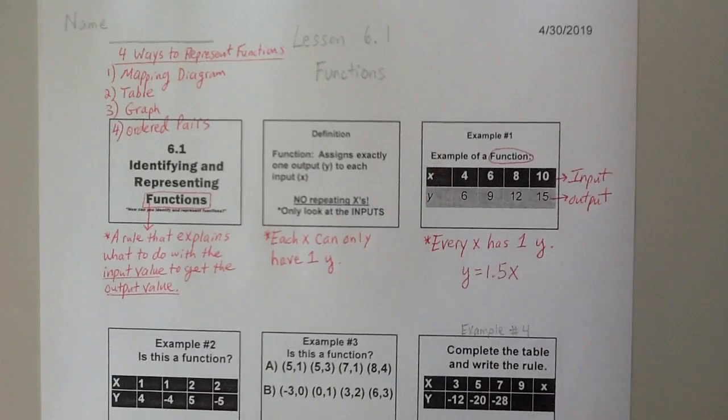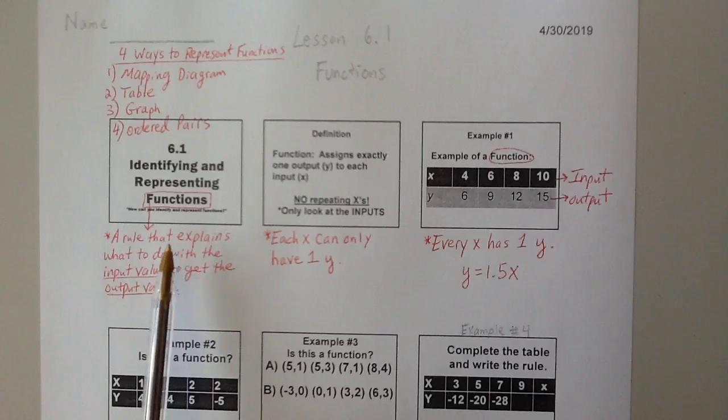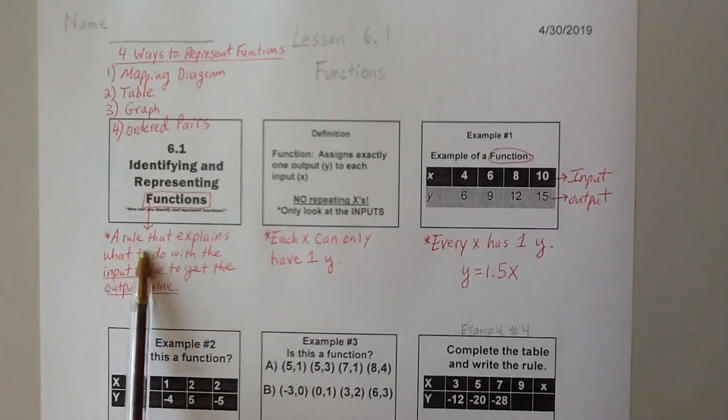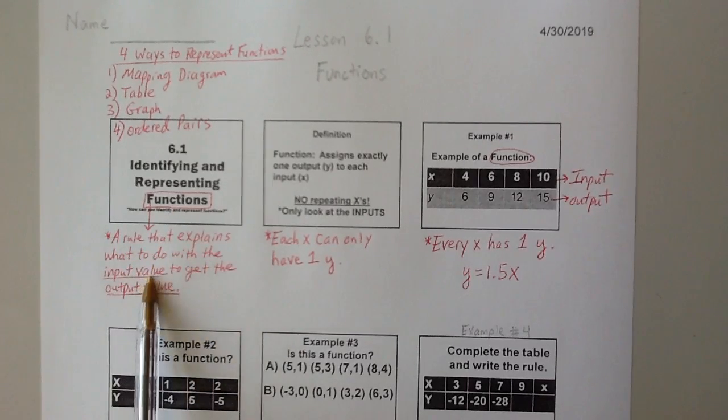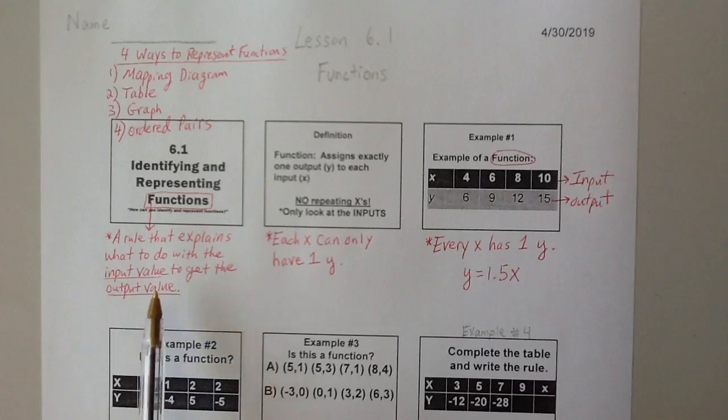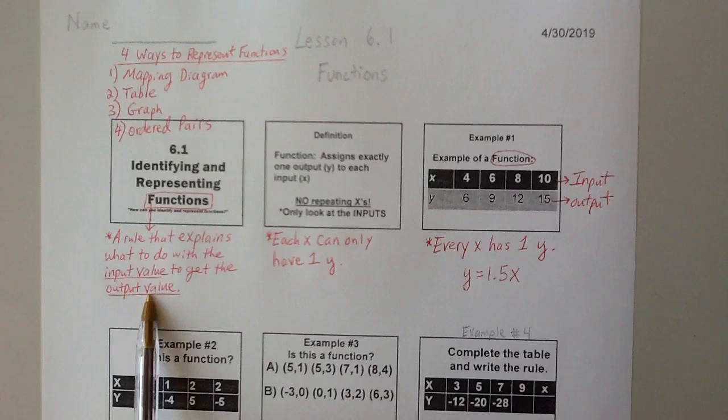Okay, 8th grade, this is lesson 6.1 on functions. The first thing I want you to do is write down the definition of a function right here. It is a rule that explains what to do with the input value to get the output value. Now, the input value is what you put in, the output value is what you get out.